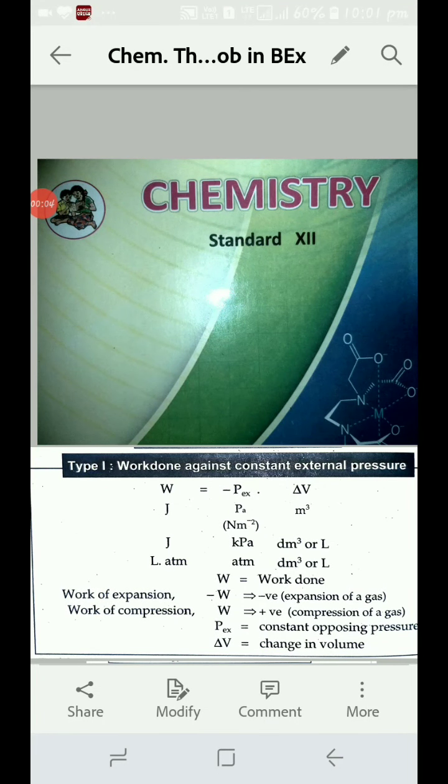Let us discuss our topic, chemical thermodynamics. Here we discuss the numerical based on that topic. Before that, you must know the formula and sign convention regarding the work done against constant external pressure. The formula is minus Pex into delta V.